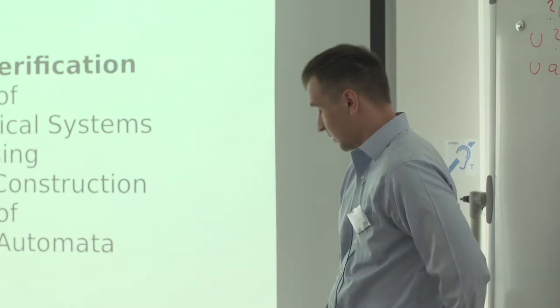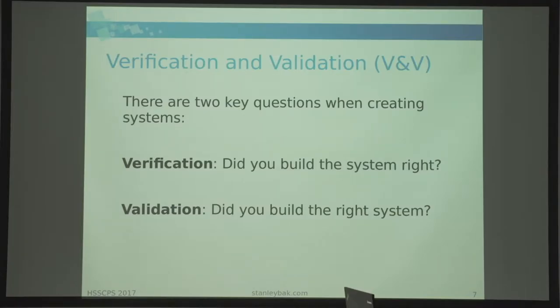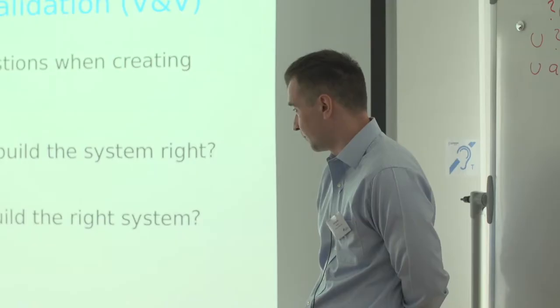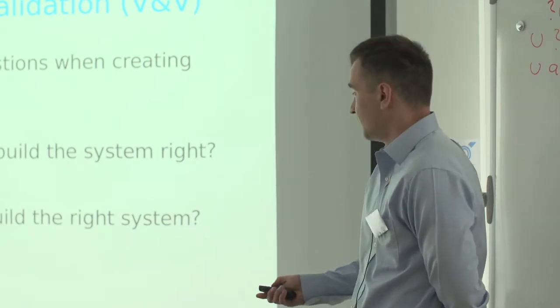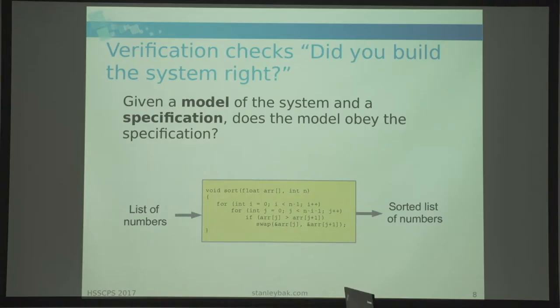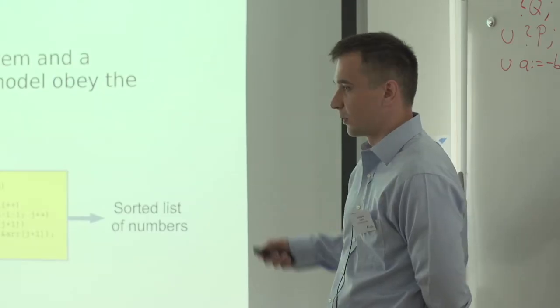Formal verification. I work in the verification and validation group. Inside that group, there's two key questions we focus on. Verification asks if you built the system right, and validation, concisely, asks if you built the right system. These are slightly different questions. For verification, typically you're given a model of the system and a specification, and you want to check that the model obeys the specification. It's easy to describe in terms of software. If you have a list of numbers, you have some model of how sorting works, and your output is a sorted list of numbers, then you might ask, is this sorting algorithm correct?